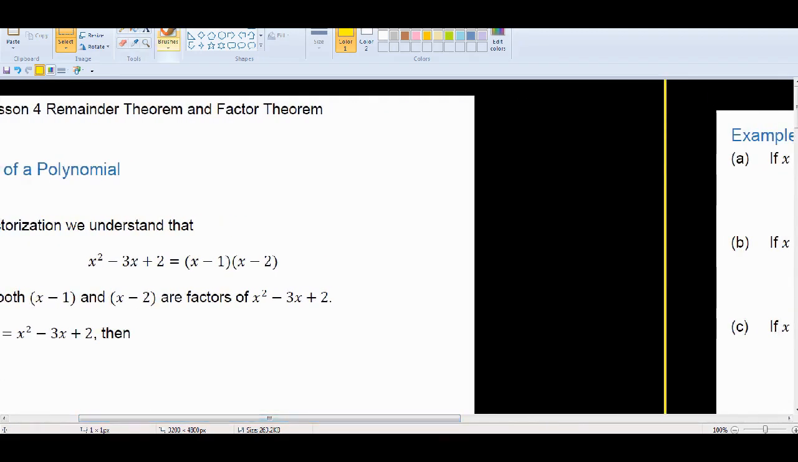Okay, so first let us review what we mean by factor in terms of numbers. For example, we know that 36 could be written as 4 times 9, and so we can say 4 is a factor of 36. Of course, you can also say that 9 is a factor of 36.